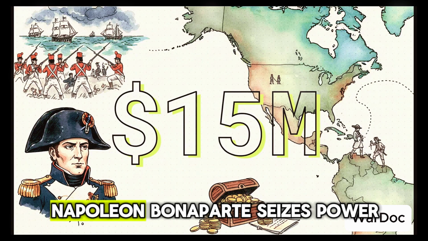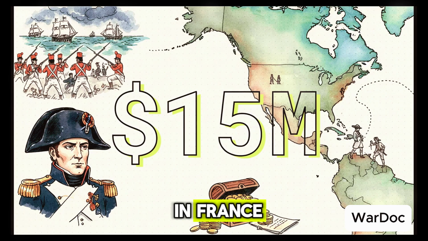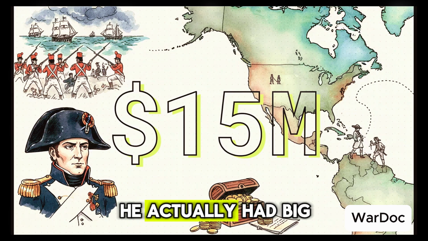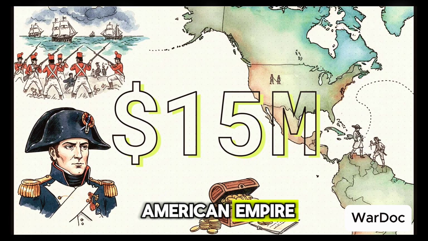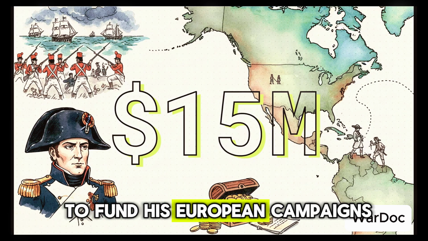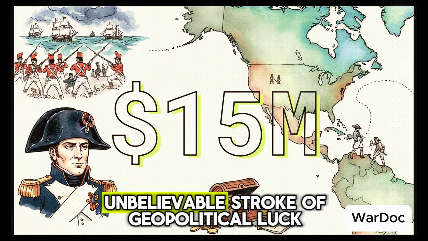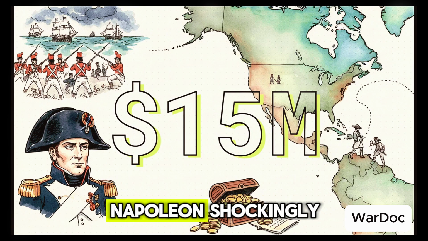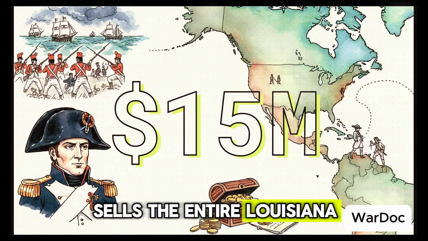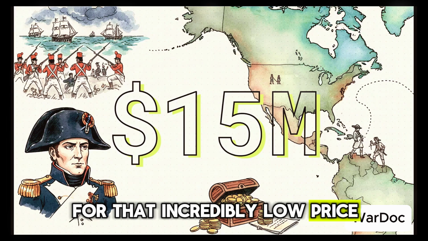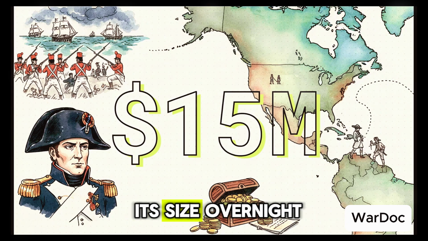Meanwhile, over in Europe, Napoleon Bonaparte seizes power in France and is busy fighting these massive wars, mostly against Britain. He actually had big dreams for a North American empire, but he needed cash to fund his European campaigns way more urgently. So, in just an unbelievable stroke of geopolitical luck, Napoleon shockingly sells the entire Louisiana territory to America for a measly $15 million. I mean, for that incredibly low price, the US instantly doubled its size overnight.